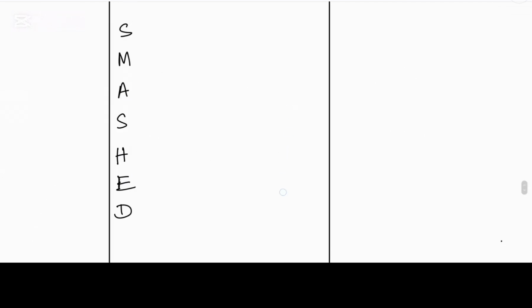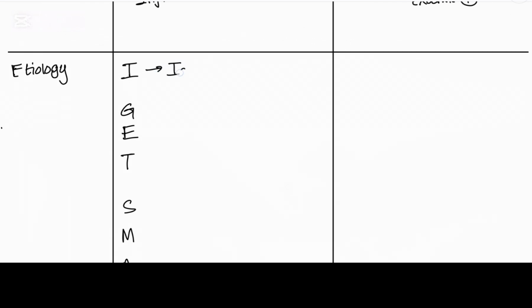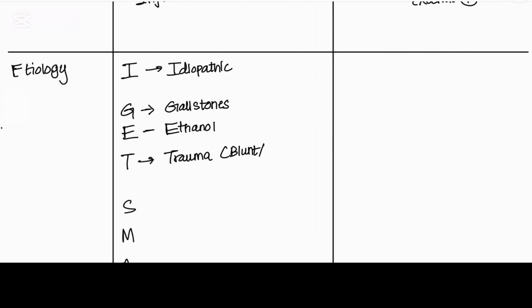Then we'll look into the etiology of each of these, acute and chronic pancreatitis. So there's a famous mnemonic we know, I GET SMASHED. I meaning idiopathic, that means we don't know the cause of it. There is no known cause. G means gallstones, which can lead to acute pancreatitis. E means ethanol, alcohol causing acute injury. T is trauma, which can be either blunt trauma or penetrating trauma.